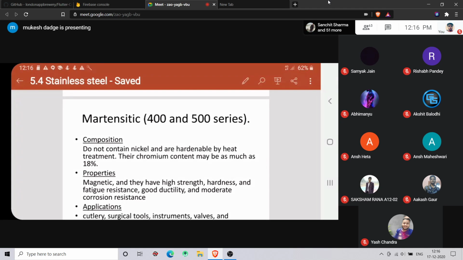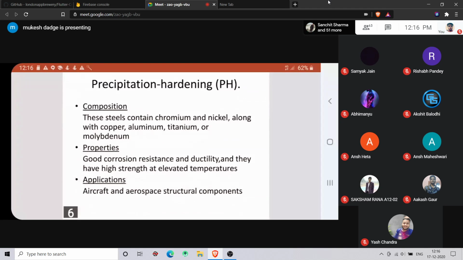How to remember this, right? You can have your own idea, but there are 5 types: ferritic, austenitic and martensitic. These 3 words you can get from the iron carbon diagram. Precipitation is one thing and duplex is where you are mixing 2 structures, phases.